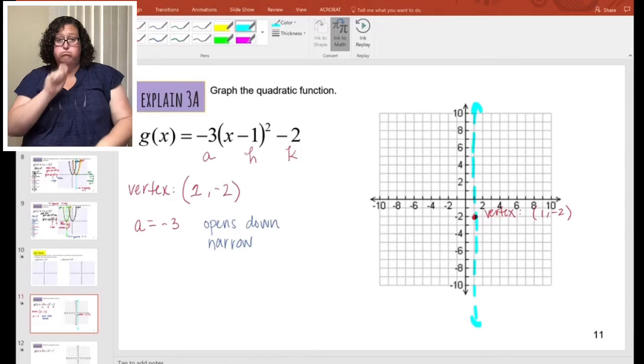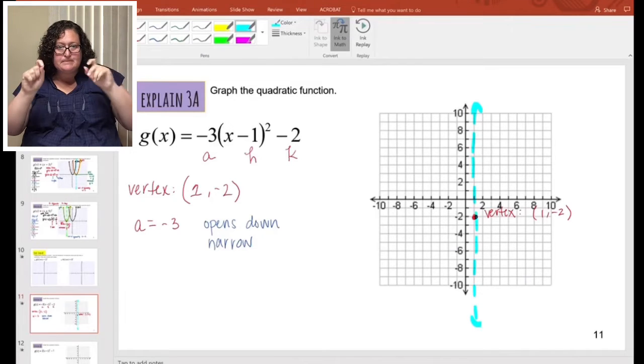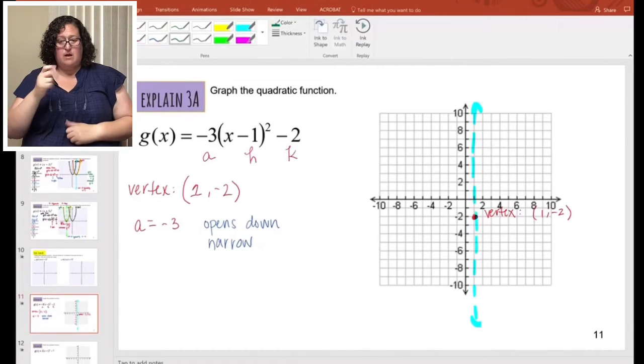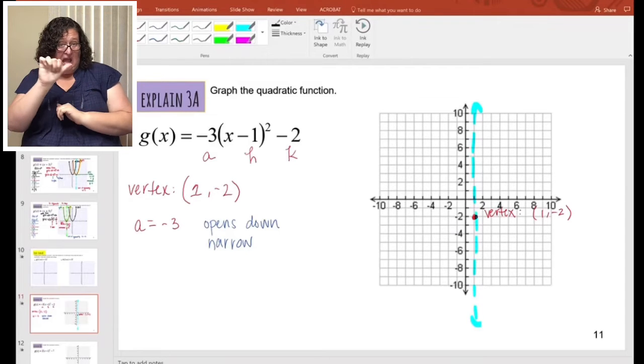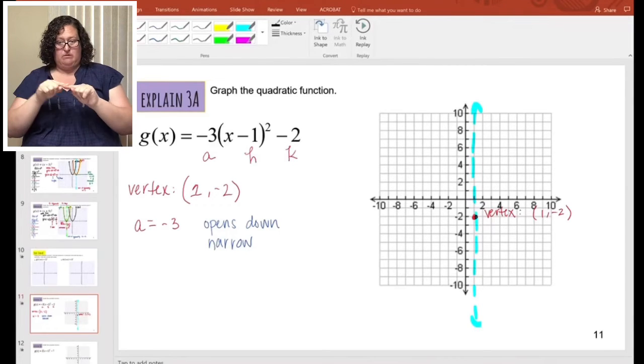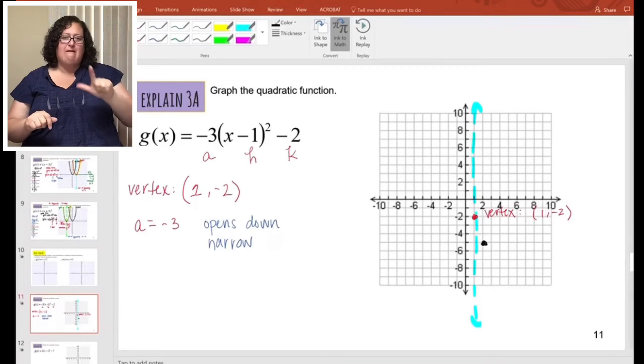Now let's plot our second and third point. What's easy about this is that once I have my second point, I automatically have my third point because my second and third point are symmetrical to each other. So for my second point, I'm using the scale factor, which is -3. We're going to go from the vertex and move 1 unit over. So let's go 1 unit to the right. And our A value is -3, which means we're going 3 units down. 1, 2, 3. Now if I have a point on the right side, I also have a point on the left side of my axis of symmetry.